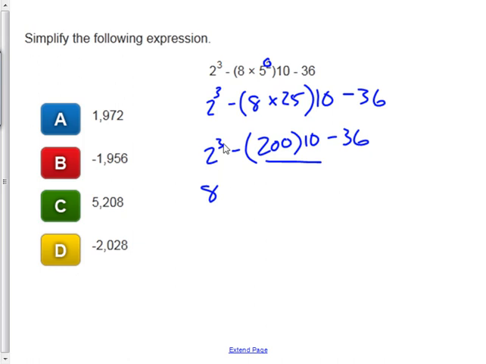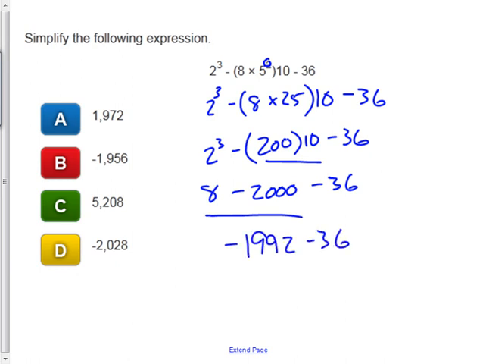2 times 2 times 2 is 8, minus 2,000, and then minus 36. Now, finally, we can do our subtraction. So if I take 8 minus 2,000, and we always do subtraction from left to right. So 8 minus 2,000 is negative 1992 minus another 36. Gives us a grand total of negative 2028, or choice D.